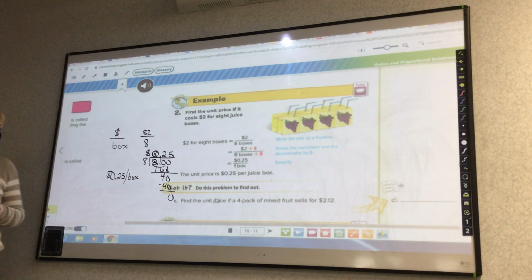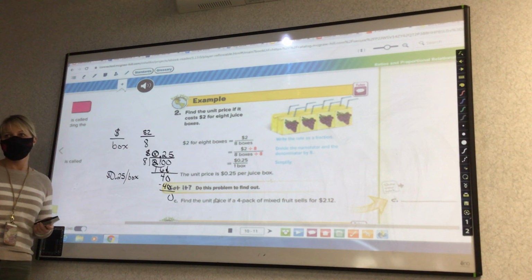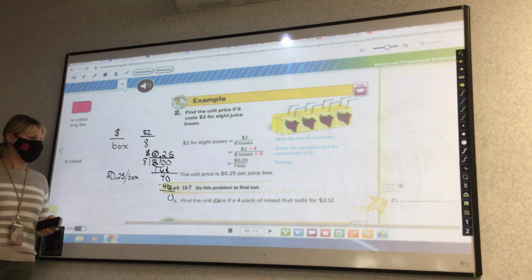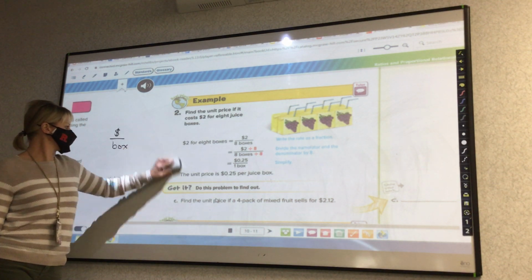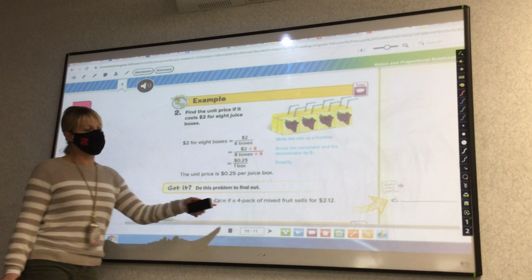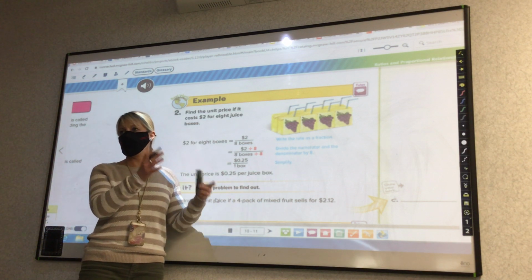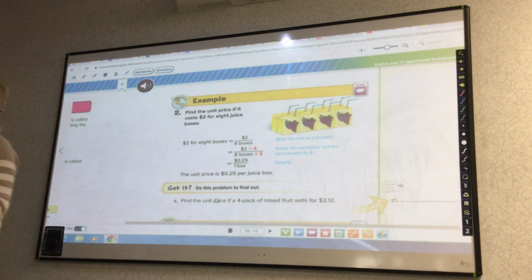Try C. Find the unit price of a 4-pack of mixed fruit if a 4-pack of mixed fruit sells for $2.12. It's a pack of fruit. So what's each item in there called? It's a piece of fruit. So it's so much per piece of fruit. Even if you use the general term item, I don't care, because at the end you'll say it's so much each.